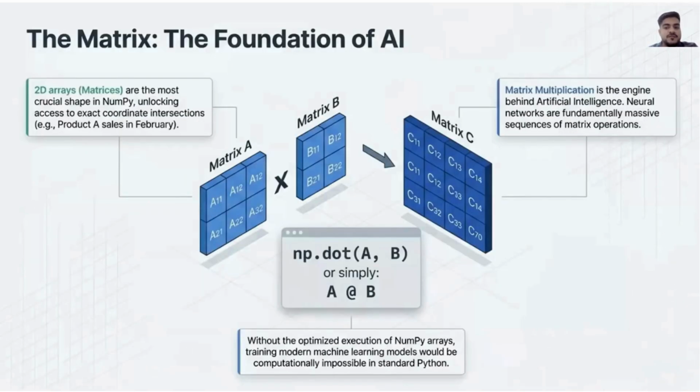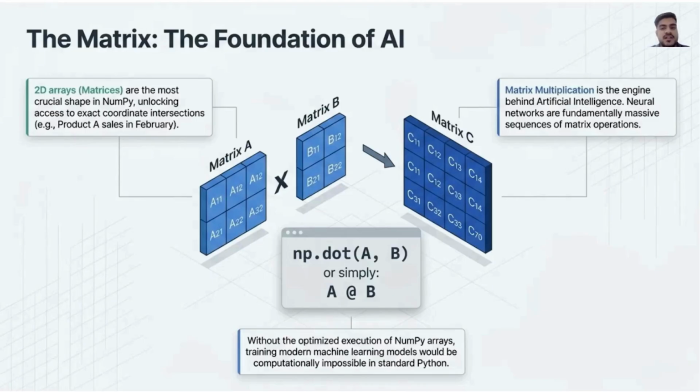Now moving towards the next slide that makes the foundation for our AI. The matrices, the foundation of AI. For those of you studying AI and machine learning, this slide is crucial. 2D arrays, or matrices, are the absolute foundation of artificial intelligence. The np.dot function, which performs matrix multiplication, is the core engine behind AI. Modern neural networks are fundamentally just massive chained sequences of these matrix operations. Training them in standard Python would be computationally impossible without the optimized execution of NumPy.